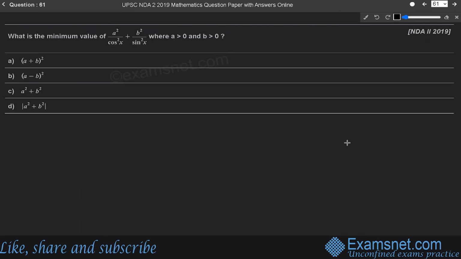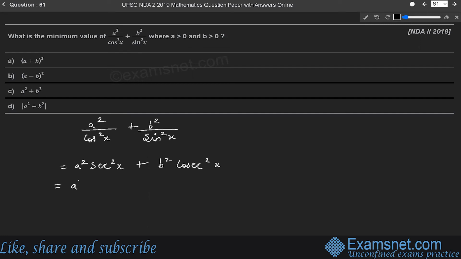Next question is, what is the minimum value of a square upon cos square x plus b square upon sin square x, where a and b are greater than 0? We know that this can be written as a square sec square x, because 1 upon cos square x is sec square x. Again, 1 upon sin square x is cosec square x. So it will be b square into cosec square x. Now, a square into sec square x can be written as 1 plus tan square x plus b square into 1 plus cot square x, because we know that cosec square x is equal to 1 plus cot square x.